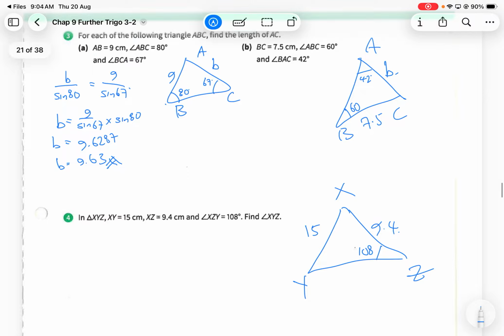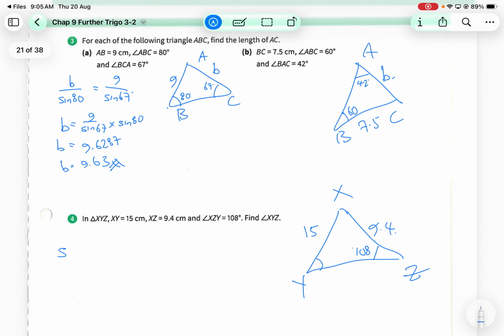Okay, for those done with question 3, same start with a sketch. This time round I want to find angle Y. Is there a known pair? Yes, 15, 108 is a known pair. I can use sine rule. So I will put the unknown angle on top.